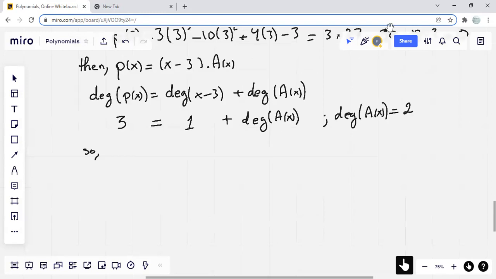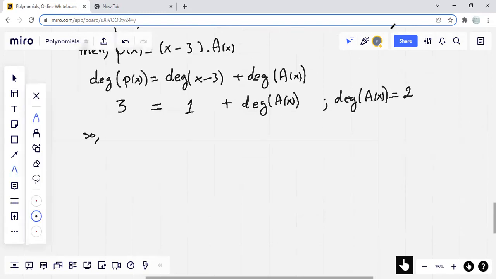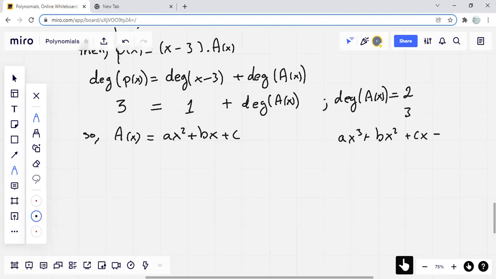So if the degree of the polynomial a of x is equal to 2, then the general form of the polynomial a of x is ax squared plus bx plus c. This is the general form of any polynomial of second degree. If the degree of a of x were 3, what would we have to write? We would write ax cubed plus bx squared plus cx plus d. This is the general form of any polynomial of degree 3. It's not the case now, so we'll stick with the polynomial of second degree.